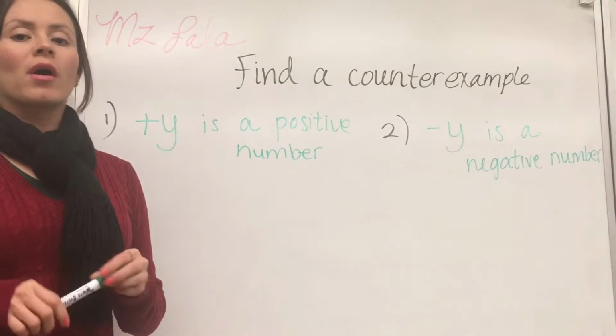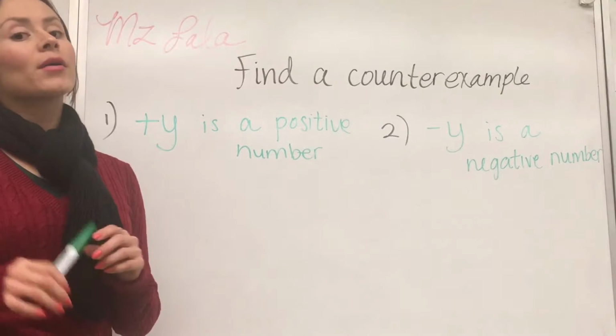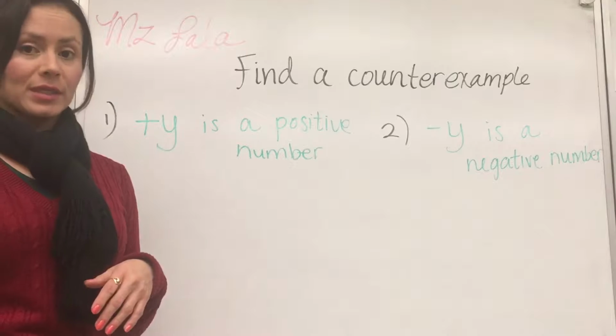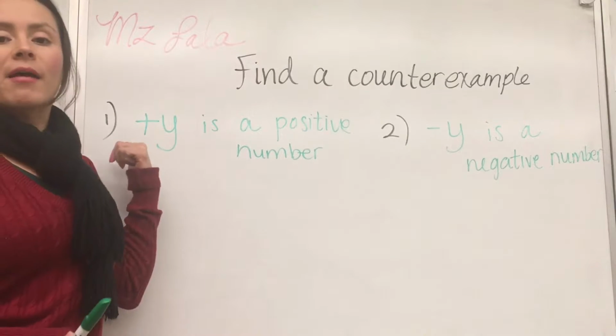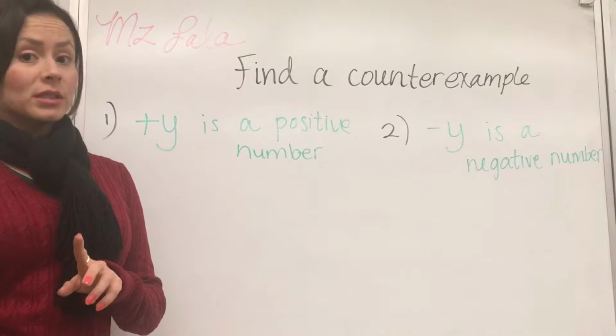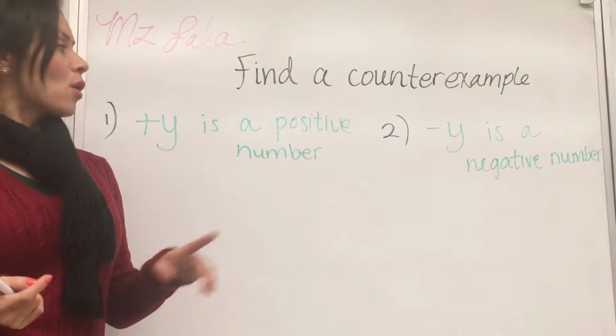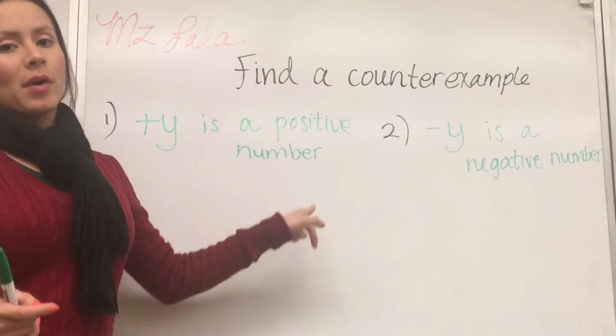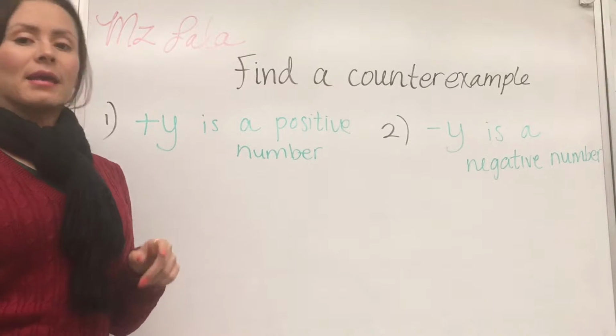Today we're going to go over two very simple examples on finding a counterexample. So first, let's go over what a counterexample is. A counterexample is to find a contradiction, something of the opposite of whatever it's telling you. So for example, we have +y is a positive number. Since we need to make a contradiction, a counterexample, we need to show that +y will not be a positive number and it will actually be a negative number.